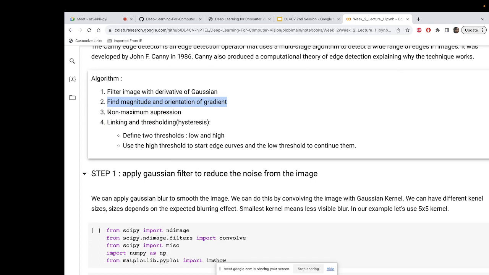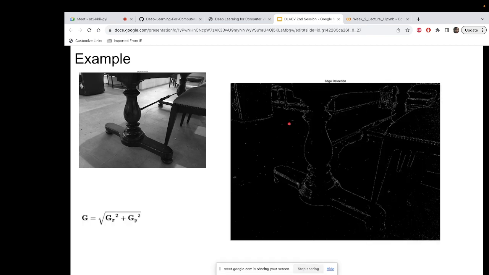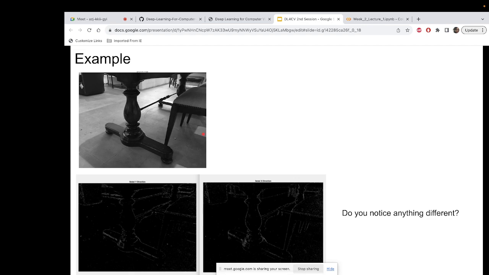Next is non-maximum suppression. What it does is, very often in a single neighborhood you have found a lot of edge points, and that is actually bad. Suppose, for example, let's look at the table image only.